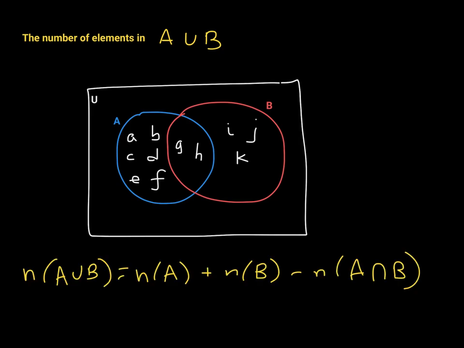This is something that you will want to write down. So the number of elements that are in A union B is equal to the number of elements that are in A plus the number of elements that are in B minus the number of elements that are in their intersection.